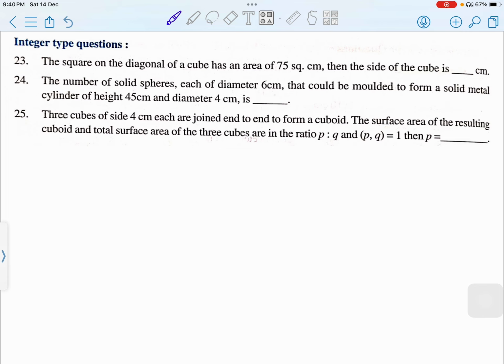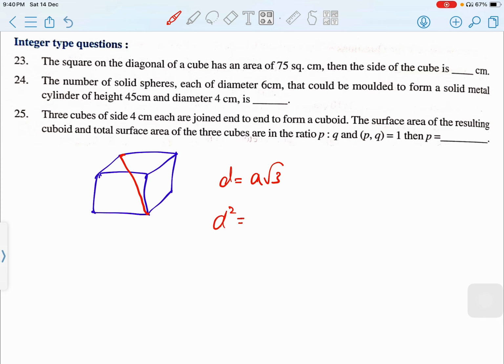Question number 23, square of the diagonal of a cube. So we have a cube, it is having a diagonal drawn from the longest side possible from this point to this point. The diagonal is nothing but side into root 3. They told the square of the diagonal of a cube has an area 75. So square of that is 75.